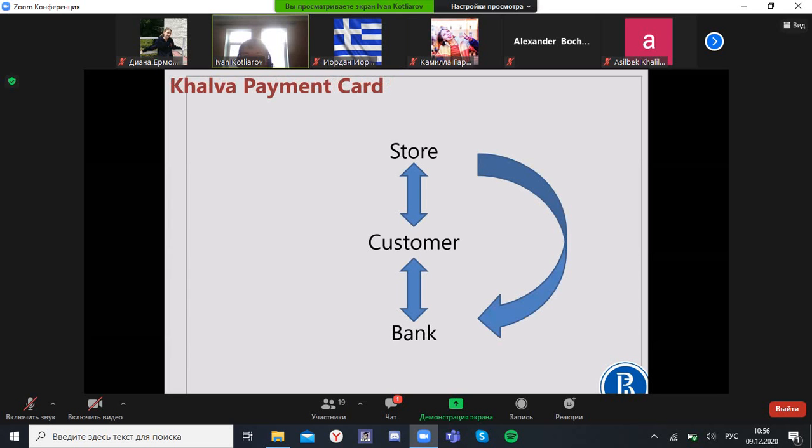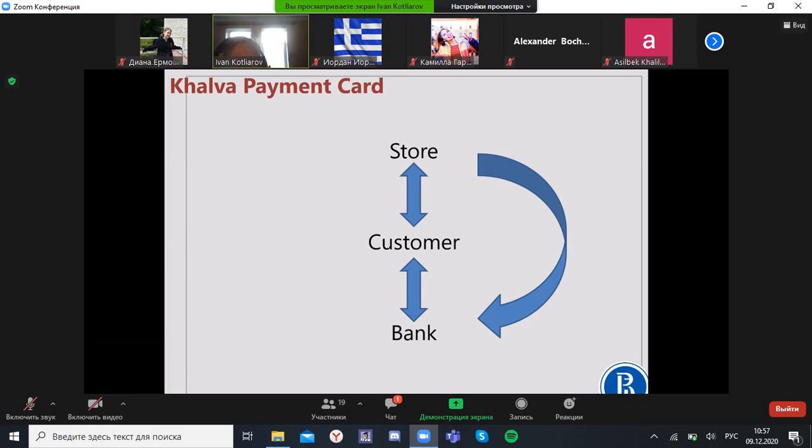In case of Halva, it is probably the best known and most promoted product on the Russian market, but other companies also offer similar products. The Halva payment card is proposed by Sovcombank, but other banks also propose similar products. For example, Alpha Bank, if I'm not mistaken, proposes the "вместо денег" payment card. What is the scheme of this payment card, guys?